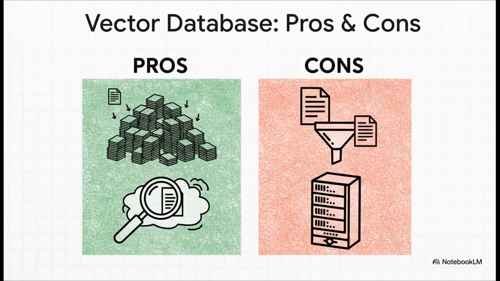So what's the trade-off? Well, the upside is massive scale. It's fantastic for those kind of fuzzy questions like, what did we say about pricing last month? The downside? Well, the process of creating these number representations, these embeddings, can be lossy. You might lose some of the nuance from the original text. Plus, it requires its own dedicated infrastructure to run, which can be complex.